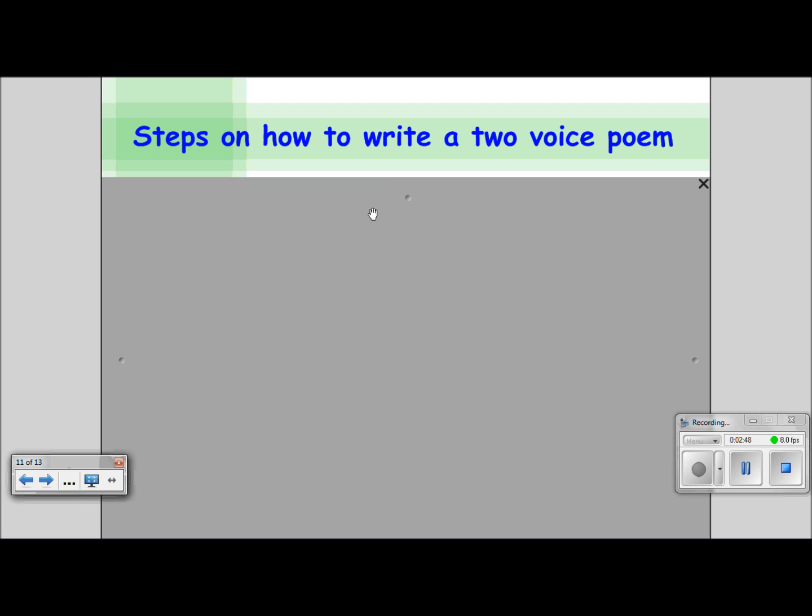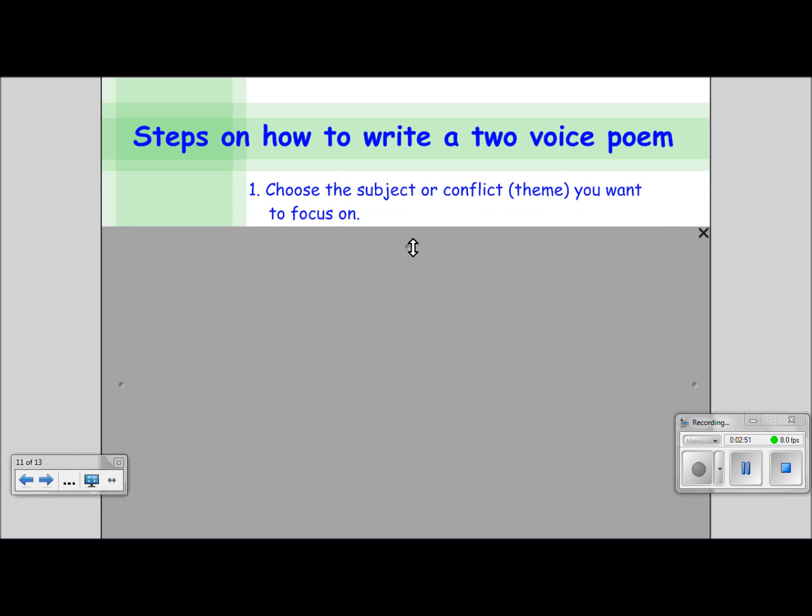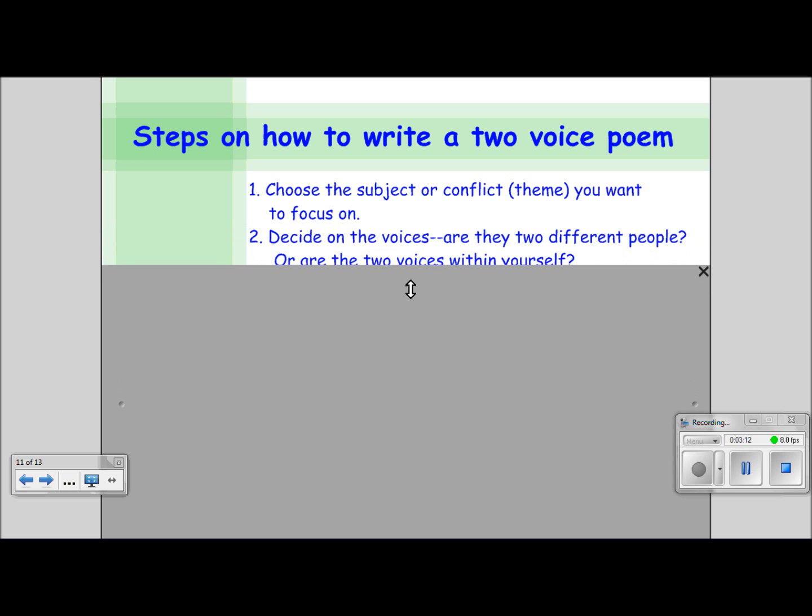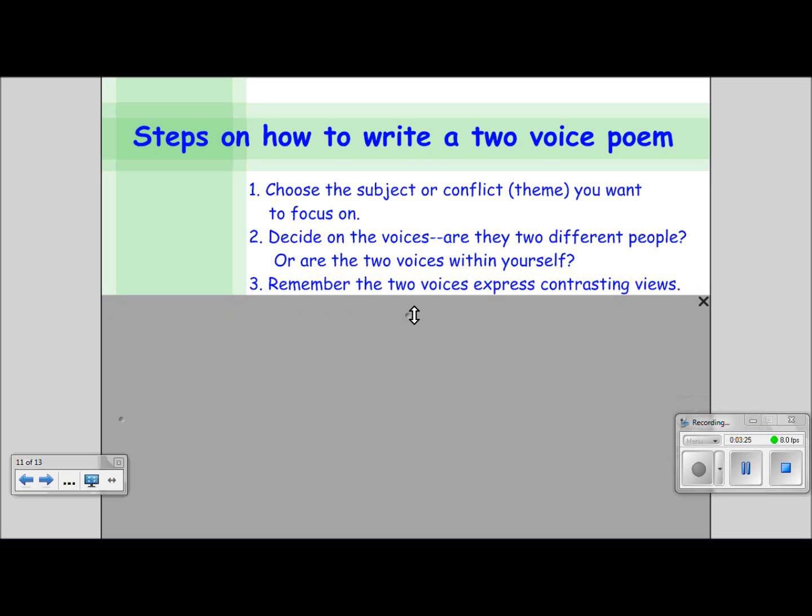So the very first thing you're going to need to do is, after you look at your notes, you need to choose the subject or conflict or theme you want to focus on. So I want you to look at your notes and think, what kind of conflict or maybe even confusion did she or he express that I could focus on? And then I need you to decide on the voices. Are they really two different people, or are they just two voices within themselves, or yourself in this case? I want you to remember that the two voices express contrasting views, so the voices can't be the same voice. You need to think about how they're going to be different.